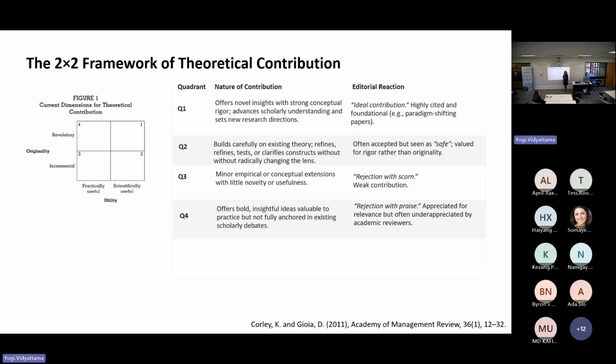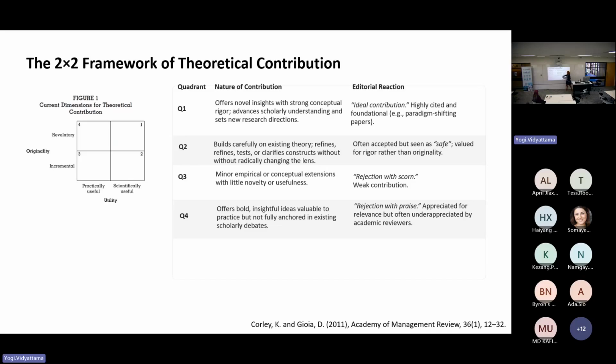Also, I talked with some of you about having a perfect paper, right? That could be a perfect paper. It's done properly. The rigor is there. Everything's there, but it's not ground shaking, in other words. Then they have the Q3 here, where you have the originality and incremental, and it is useful practically. So they call it here rejection with scorn. The contribution is very weak.